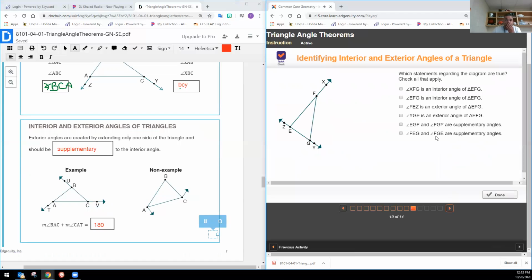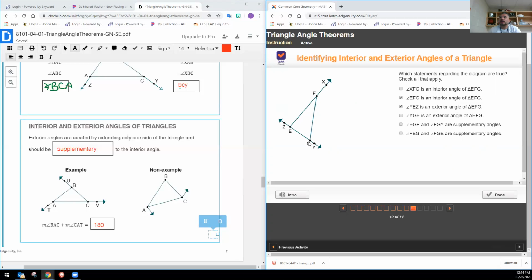Determine the statements that are true about the angles of triangle EFG. XFG is an interior angle of this one. That's not true. That's an exterior angle. EFG is an interior angle. FEZ is an exterior angle. That is correct because FEZ is out here.